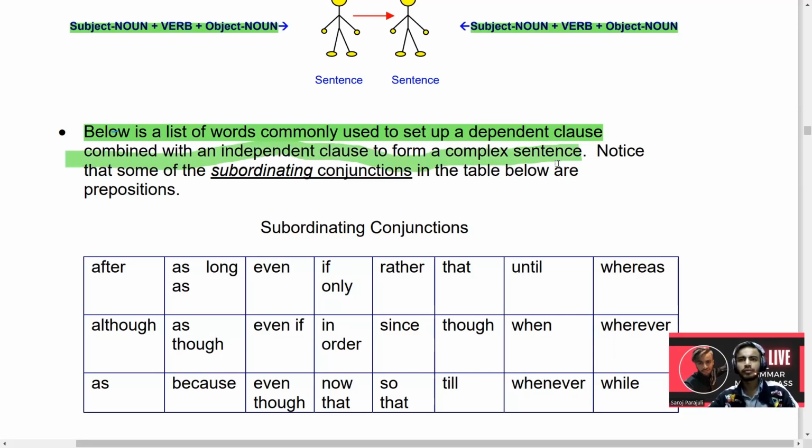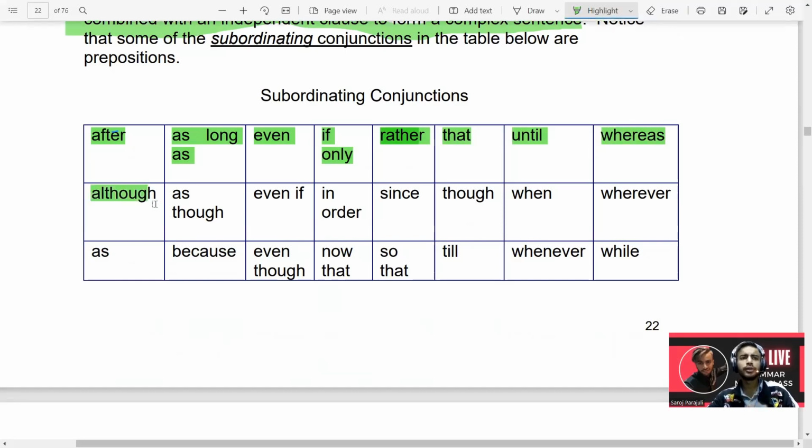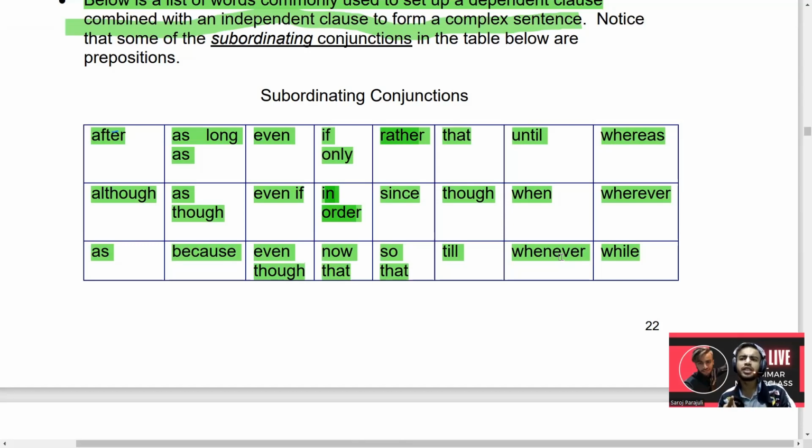And you can see: after, as long as, even, if only, rather, that, until, whereas, although, as though, even if, in order, since, though, when, wherever, as, because, even though, now that, so that, till, whenever, while. If we use these words, then what happens? We can connect one independent sentence with another sentence as well. Okay.